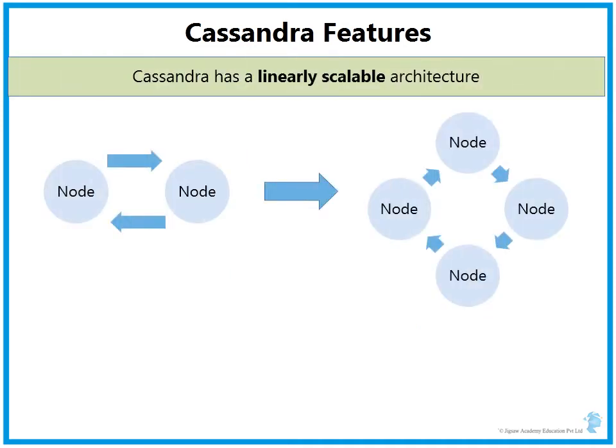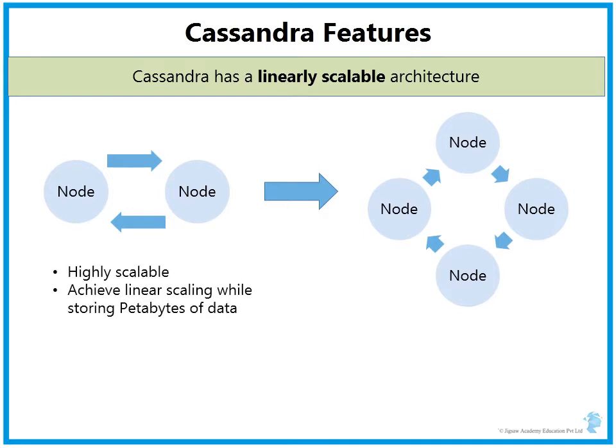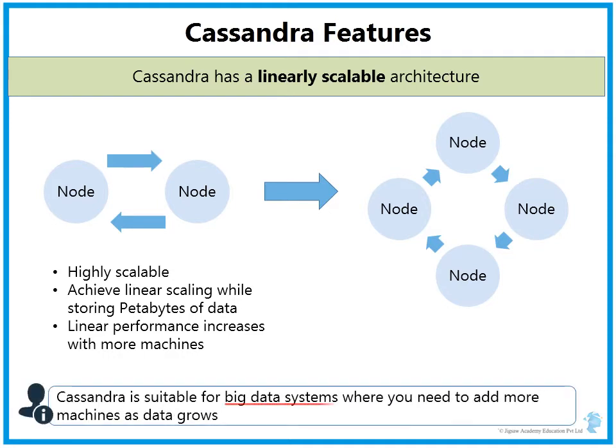Cassandra has a linearly scalable architecture. Cassandra is highly scalable and one can achieve linear scaling while storing petabytes of data. In normal distributed systems, the scalability tapers off as you increase the number of machines, whereas with Cassandra you will get linear performance increase as you add more machines to the cluster. This is suitable for big data systems where you need to add more machines as the data grows.